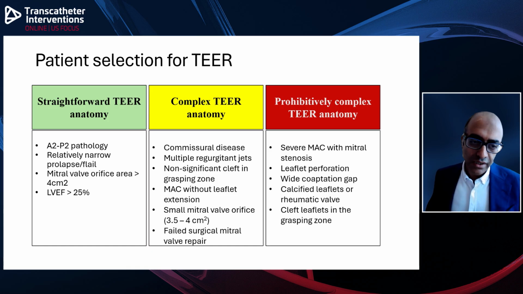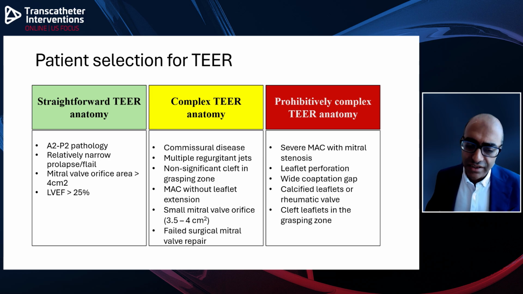In terms of patient selection for TEER, these patients are divided into 3 categories: straightforward TEER anatomy, the green patients; yellow patients with complex TEER anatomy; or red patients with prohibitively complex TEER anatomy. The green patients, these are A2, P2 pathology, relatively narrow prolapse or flail, mitral valve orifice area of greater than 4 centimeters squared, and LVEF of greater than 25 to 30%, whereas complex TEER anatomy includes commissural disease, multiple regurgitant jets, non-significant cleft and grasping zone, MAC without leaflet extension, small mitral valve orifice, or failed surgical mitral valve repair.